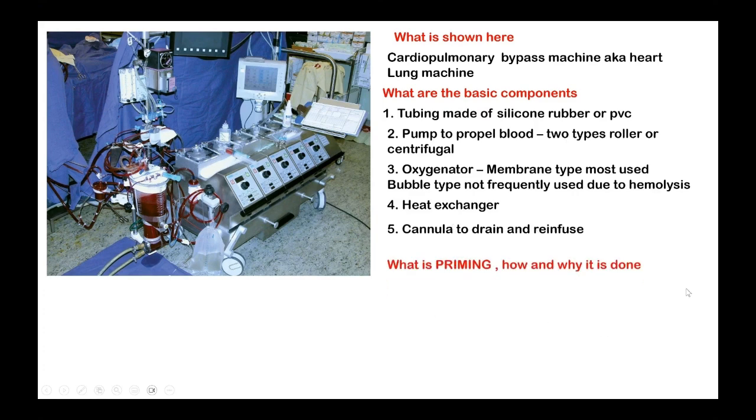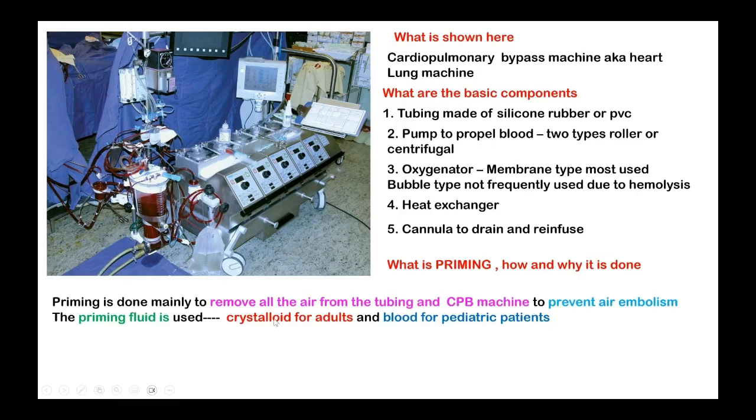What is priming? How and why is it done? To avoid air bubbles in the circuit, remove the air, de-airing. Remove the air from the entire circuit and the machine. It's called priming. Priming is done mainly to remove all the air from the tubing and CPB machine to prevent air embolism. Priming can be done using crystalloid for adults or blood for pediatric patients.